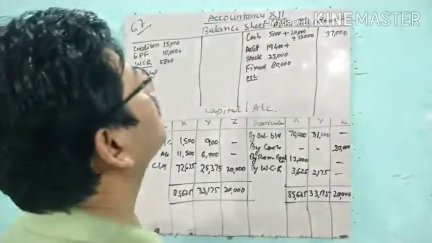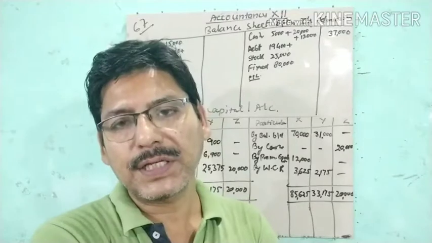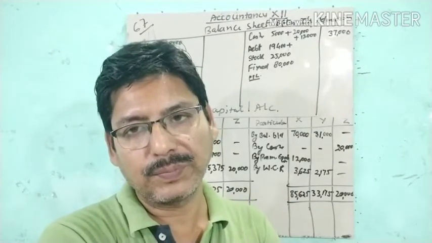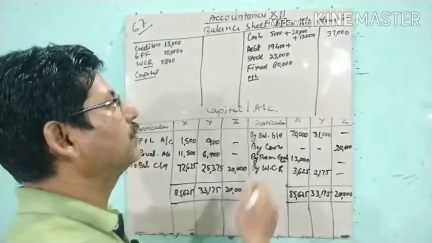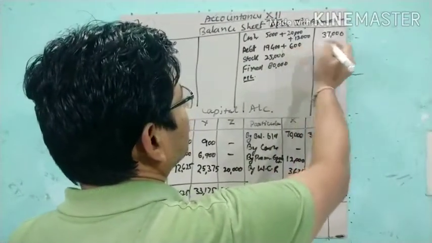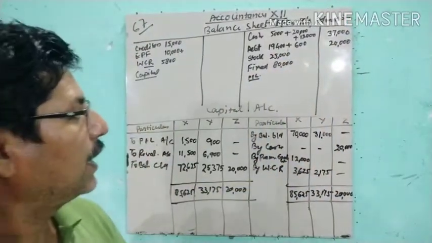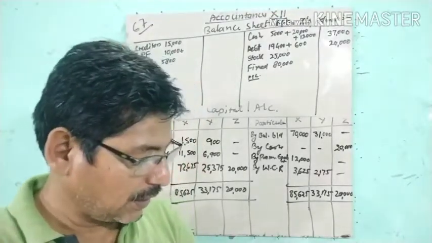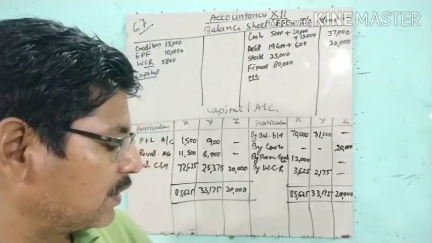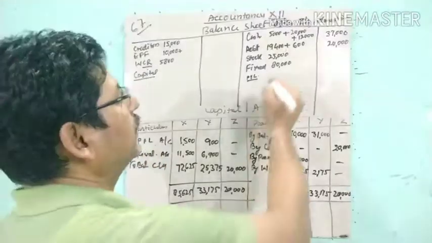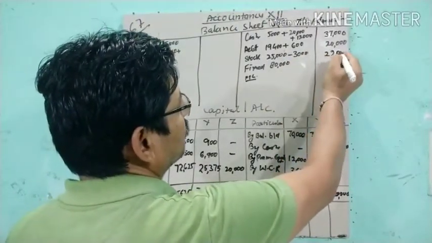Then comes debtors. 19,400 were there, because 20,000 minus 600 were the doubtful debts that were deducted. Now all are good, it says, of 600 rupees. So with 600 it has been increased, so it is 20,000 now. And stock, it says that stock has 3,000 rupees obsolete items and are outdated, so it will be deducted by 3,000 rupees. So it is 22,000 rupees.